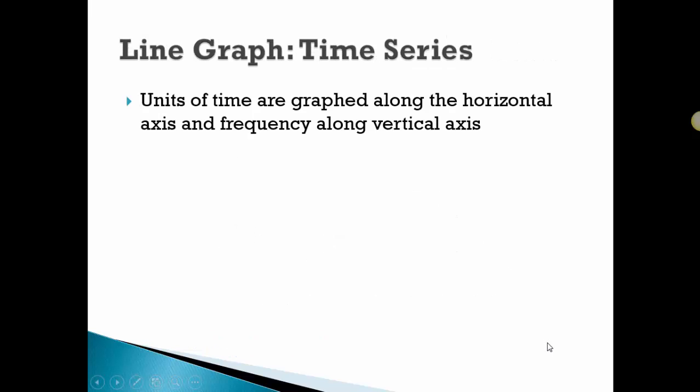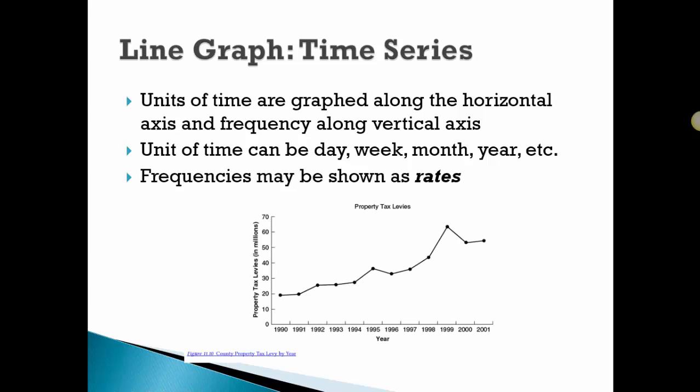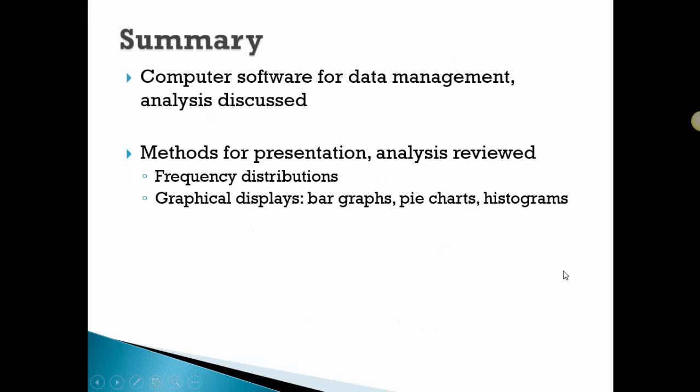And a time series is where we graph the time variable horizontally and frequencies along the vertical axis. We can use any kind of time variable: month, year, week, whatever. And we look at rates here. So here we're looking at property tax levies over time. We can see some nice distributions and talk about what's going on.